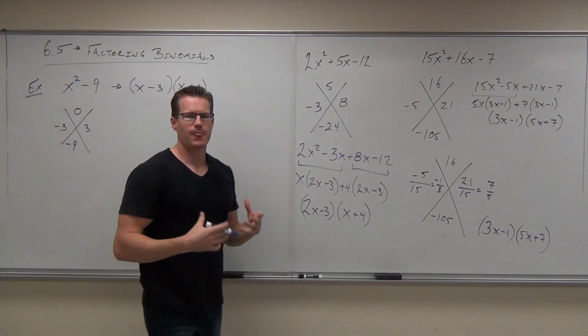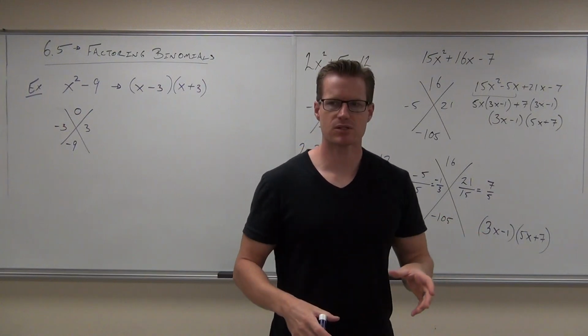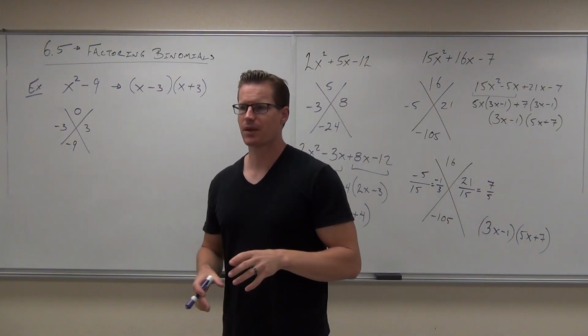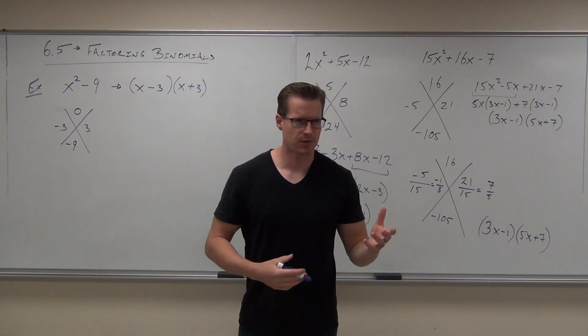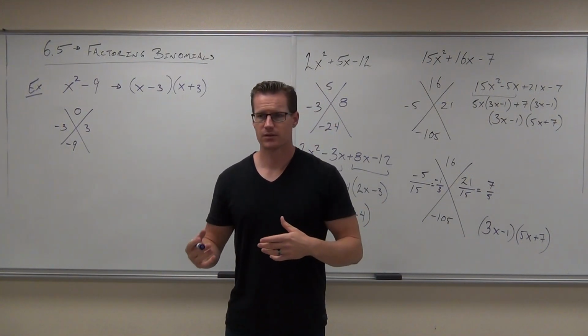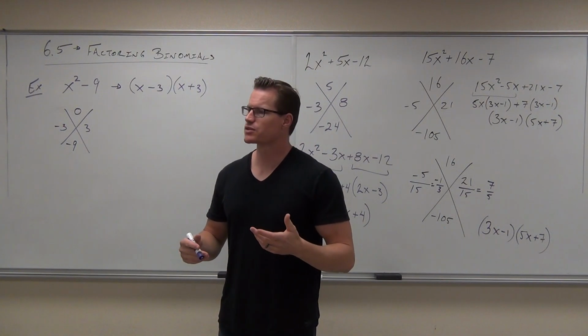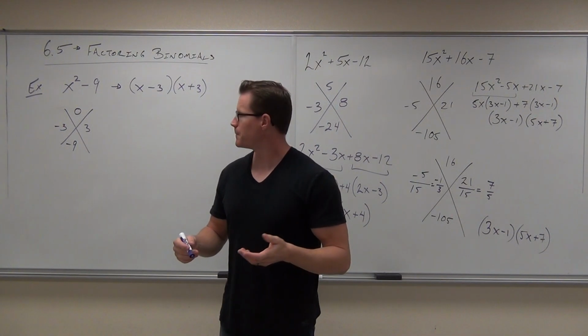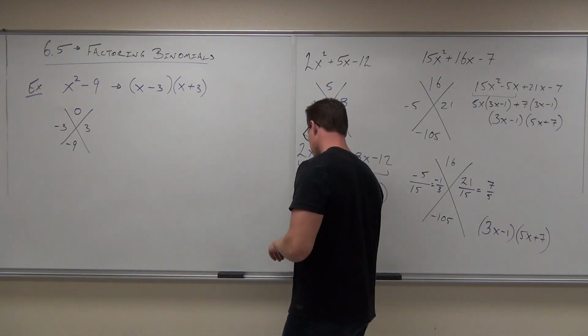What this style of binomial is called is a difference of squares. I'm going to talk about that for just a little bit. Check it out. Do you know what a difference is in math? Subtraction. Do you see the subtraction? Yeah, that's a difference. Do you see the squares I'm talking about? What I mean by square, why it's important to be a square number?